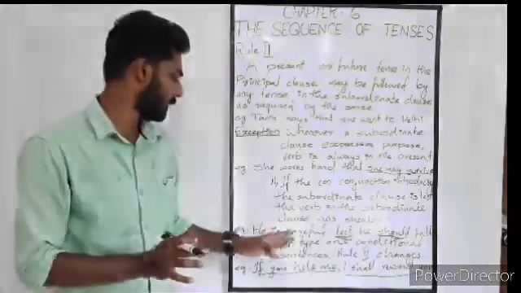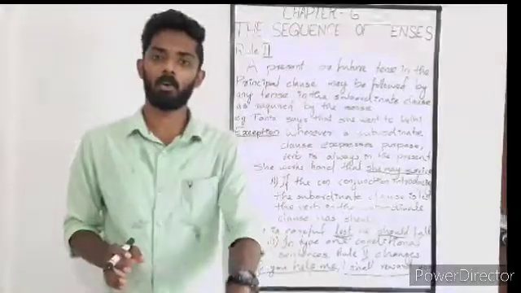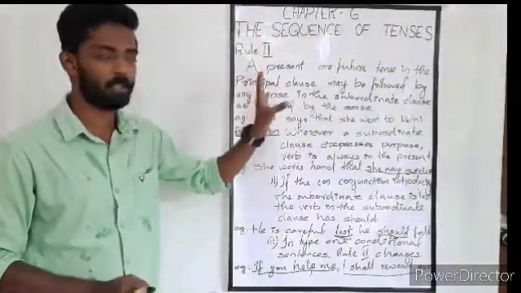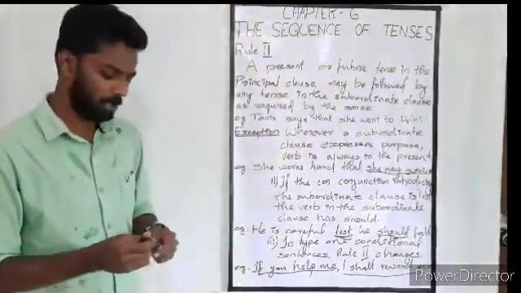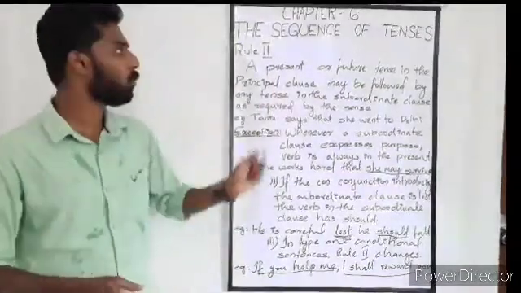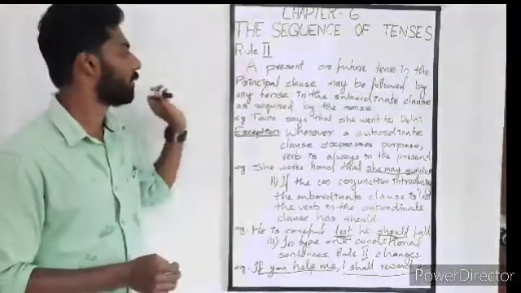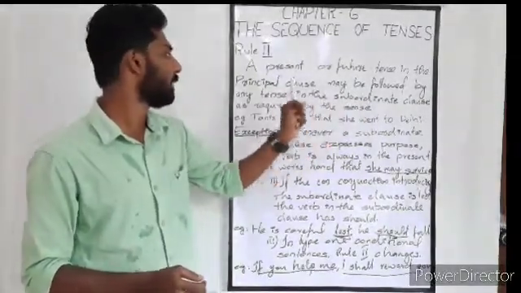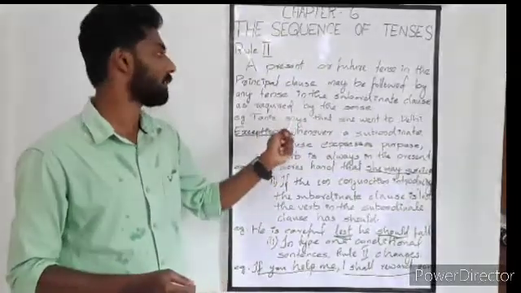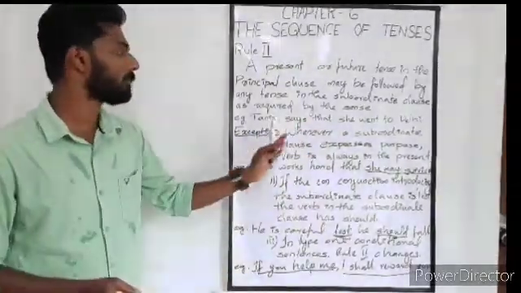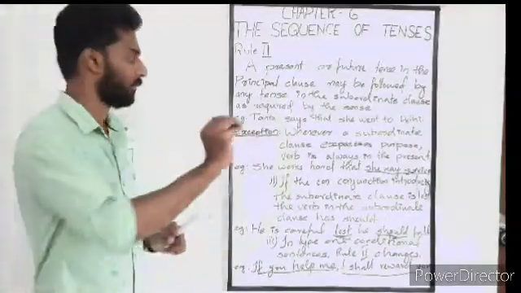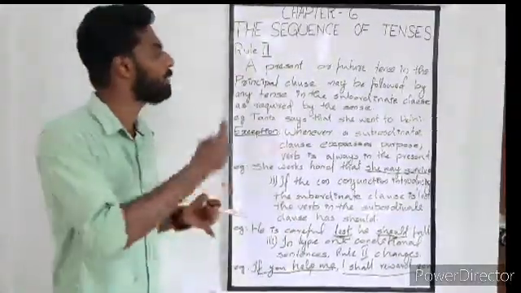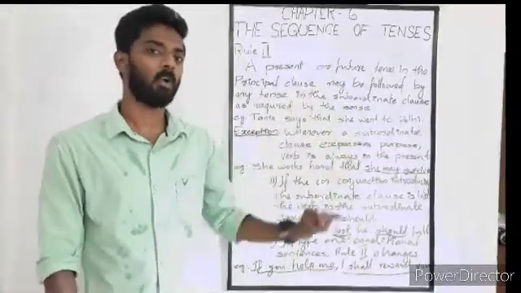So this is all about the conditional sentences and the exceptions with regard to all these. We will see a brief introduction or a brief summary of the things which we have studied today. We have been talking about the sequence of tenses and rule two in our class. Rule two is mainly this: a present or future tense in the principal clause may be followed by any tense in the subordinate clause as required by the sense. In the principal clause there will be a present or a future tense, and it can be followed by any tense as required by the sense.